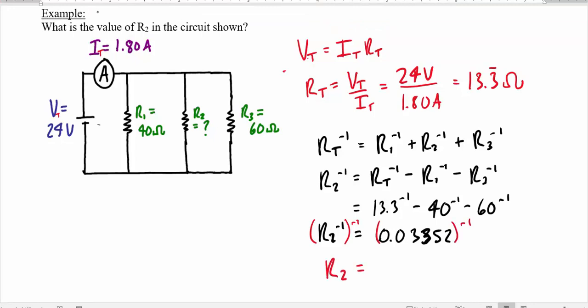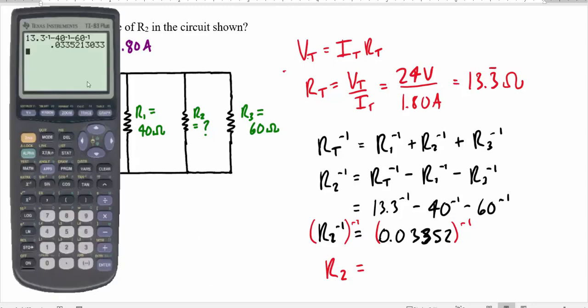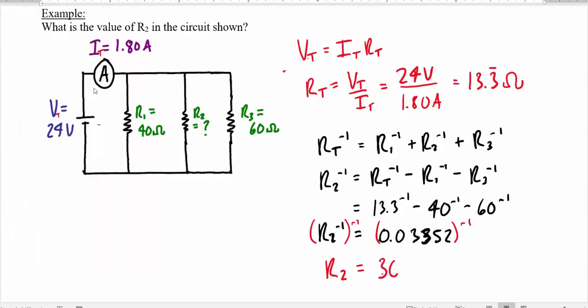So R2 is not 0.03352. I need to take the inverse of that, so the inverse of this number. I can just go second function answer and then take the inverse of this, and I get the answer of 29.8, which is right around 30 ohms. So I've got 30 ohms. And that is my answer for R2. Now, I just want to point out something real quickly here.